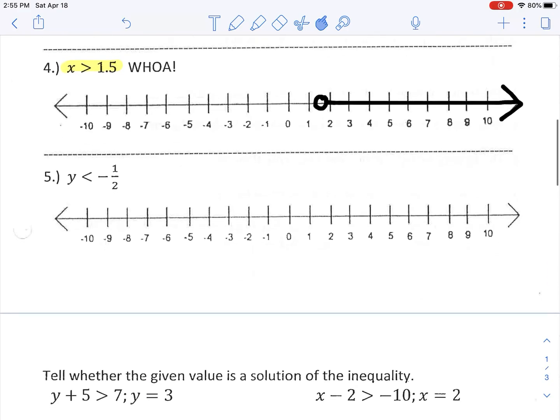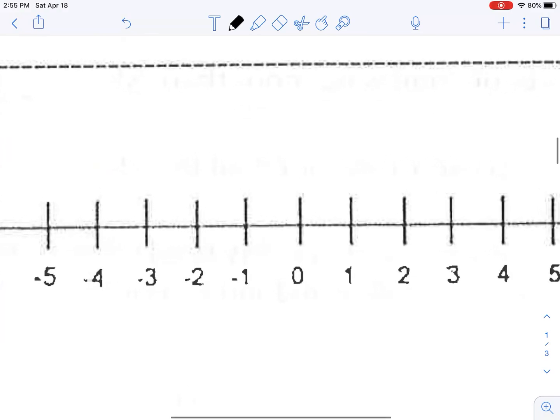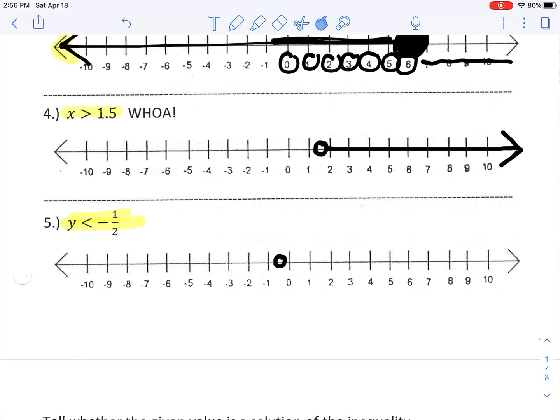Moving on to number 5. Y is less than negative 1/2. So first I'm going to find negative 1/2 on my number line. Negative 1/2 is halfway between 0 and negative 1. So I'm going to put my open circle. It is not less than or equal to, so it's going to stay open. My arrow is pointing to the left, so these are all of the values that will be included. And we're finished with that one.